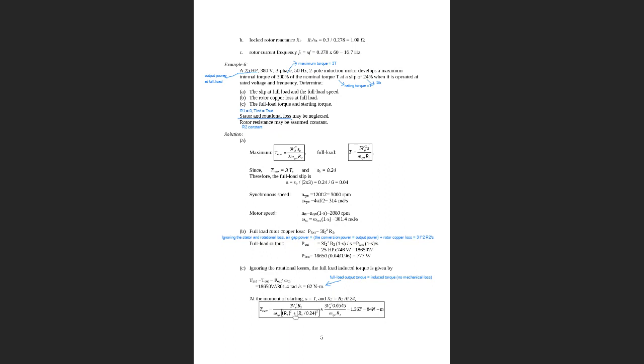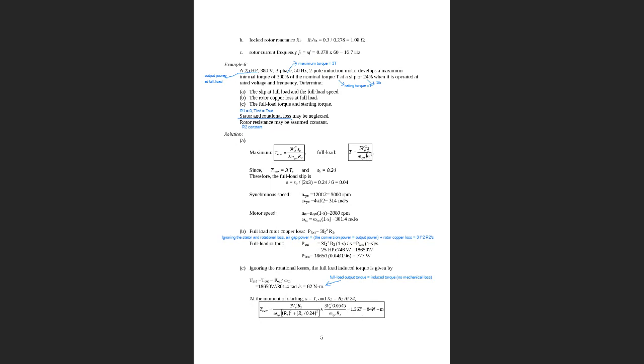So finally, the starting torque equals 3 times V squared times the coefficient over the synchronous speed and R2. Meanwhile, this is the full load torque, and this is the starting torque. Comparing these, we can find that the starting torque is about 1.36 times the full load torque.